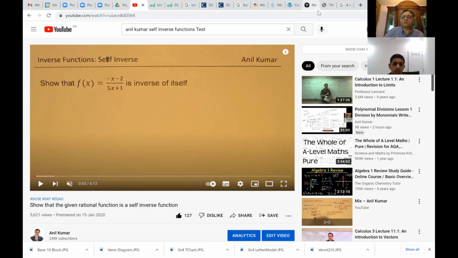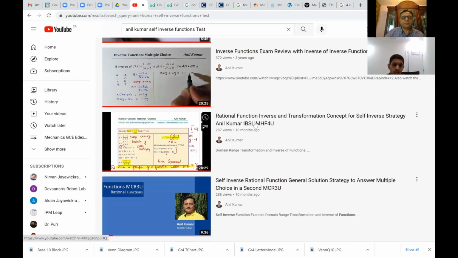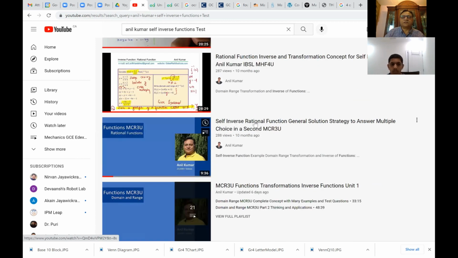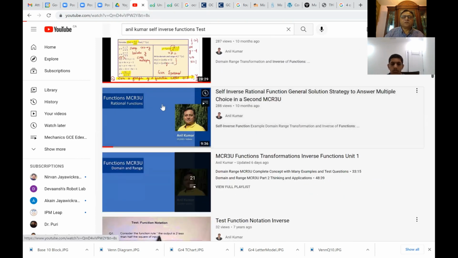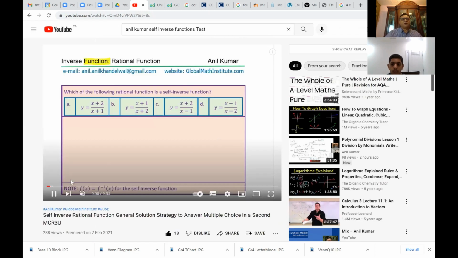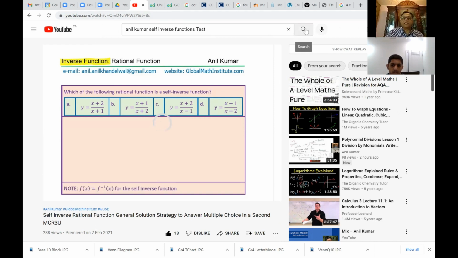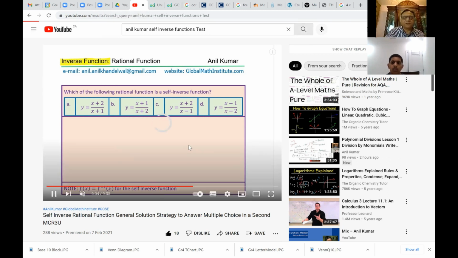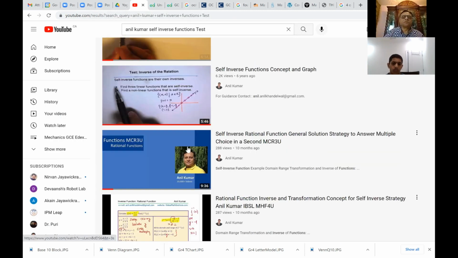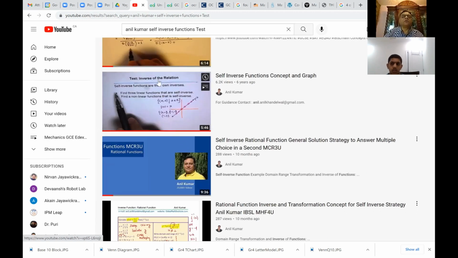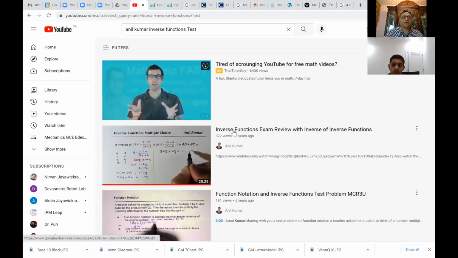So there could be many functions. Now, let me just search some more. I would like to show you one or two test papers. So we just saw some self-inverse general solution strategies, multiple choice. We could have many questions based on it. It's a similar question to the one we just worked on, because that was a test problem. So you might see this question in a couple of places. Oh, I wrote self-inverse. Let me remove self-inverse now. So, inverse function test. That is what we are interested in finding.